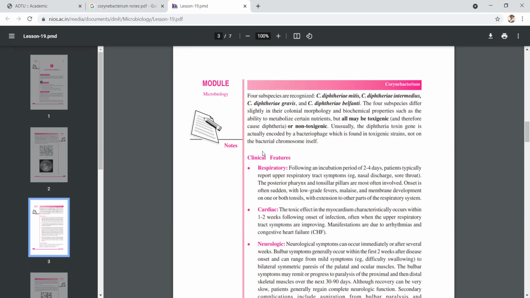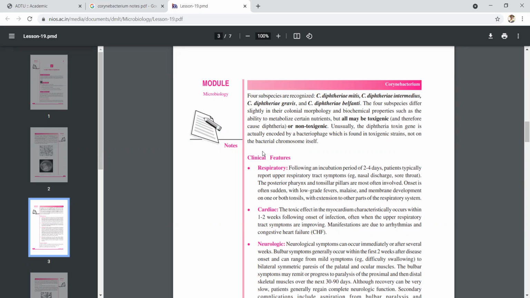Unusually, the diphtheria toxin gene is actually encoded by a bacteriophage, which is found in toxigenic strains, not on the bacterial chromosome itself. That means what they're trying to say here is that, first of all, yes, there are four different subspecies of diphtheria that have been recognized, and the names have been mentioned here.